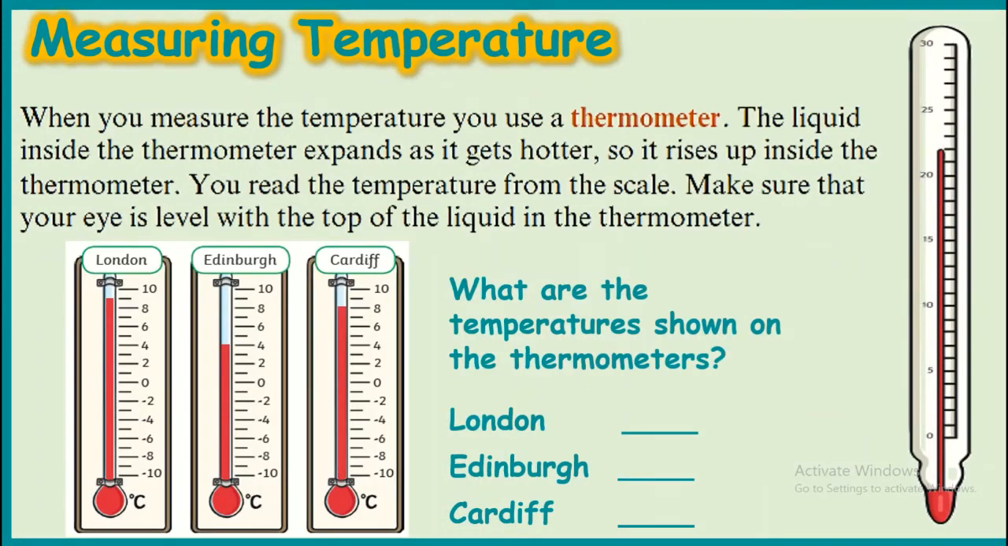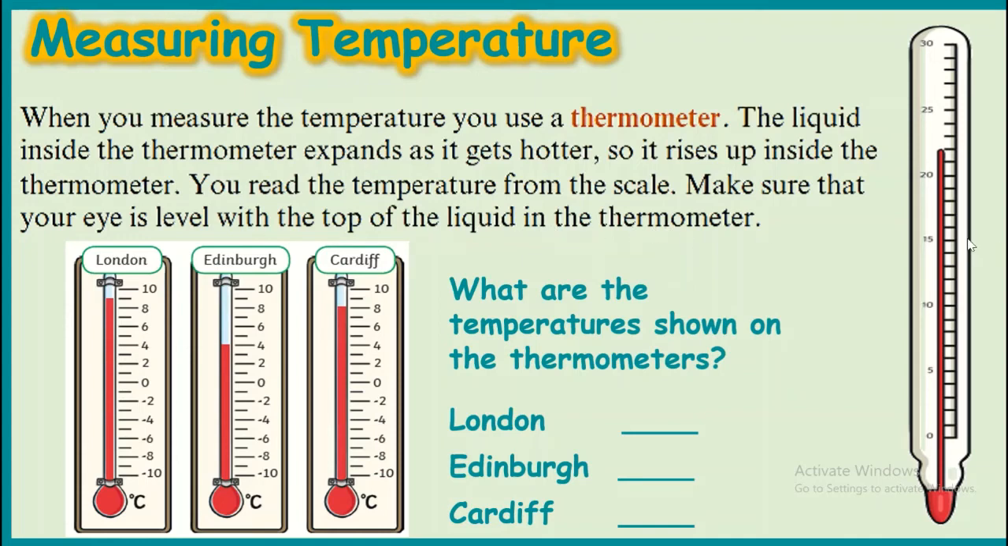Now measuring the temperature. Temperature is measured by a device called a thermometer. Okay. Now there is a liquid inside the thermometer. When a thermometer gets hotter, this liquid starts expanding. This liquid starts to rise up inside the thermometer, and when you place the thermometer in some hot place, that liquid starts to expand, starts to rise up. So that rise is then measured and it is known as the temperature degrees. Now you have to keep in mind one thing. Make sure that your eye is level with the top of the liquid in the thermometer.